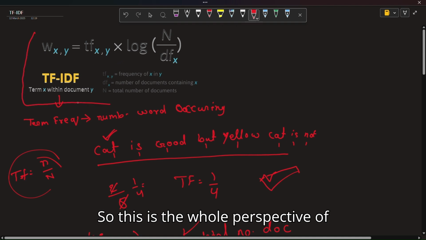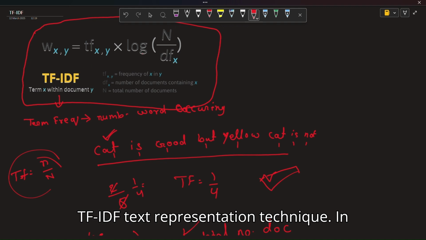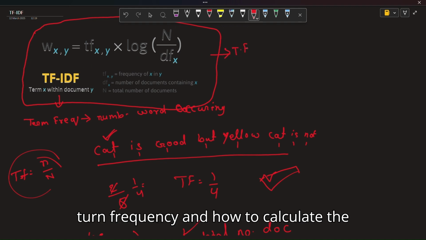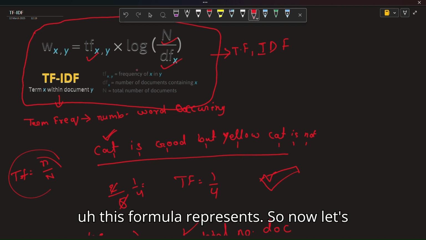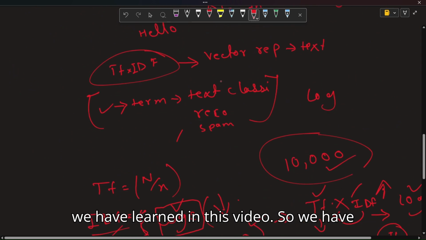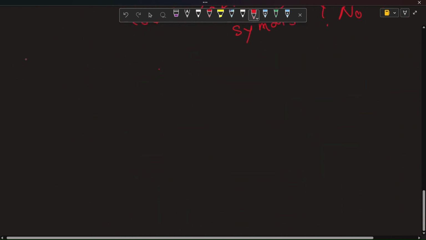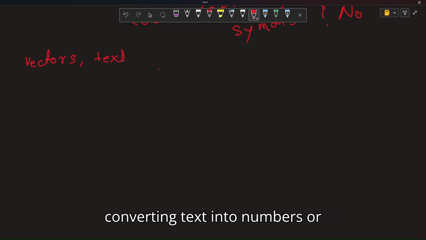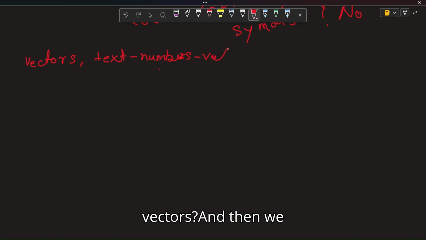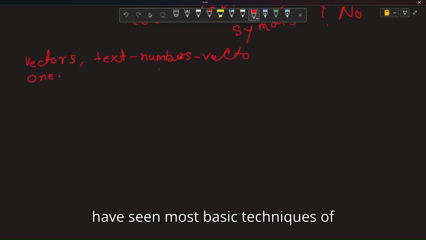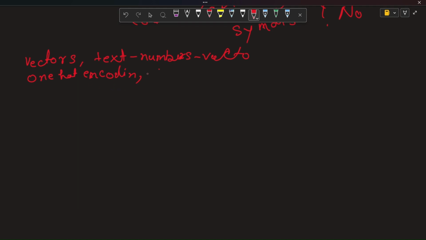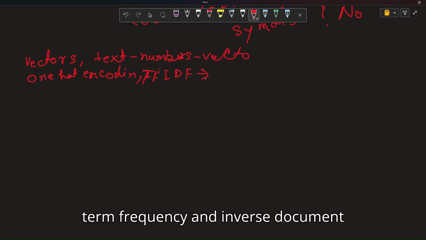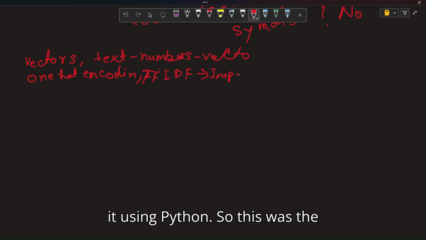So this is the whole perspective of the TF-IDF text representation technique. In this, we have seen how to calculate the term frequency and the inverse document frequency, and what these symbols, numbers, and this formula represent. Now let's see the conclusion of the video, what we have learned. We have seen what vectors are, and why we are converting text into numbers or vectors. Then we have seen the most basic technique of converting words into vectors, one-hot encoding, and also the practical implementation of one-hot encoding with Python. And then we have seen the TF-IDF, term frequency and inverse document frequency technique, and also implemented it using Python.